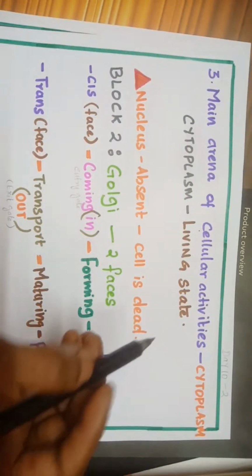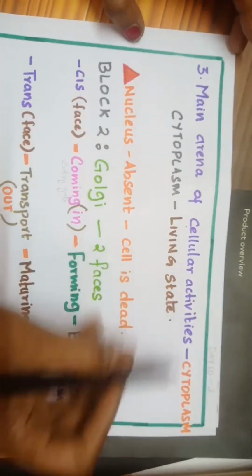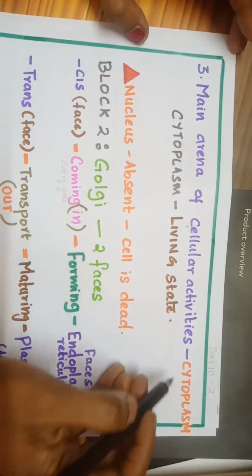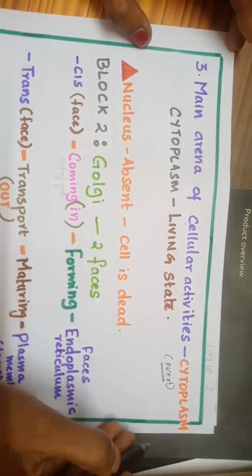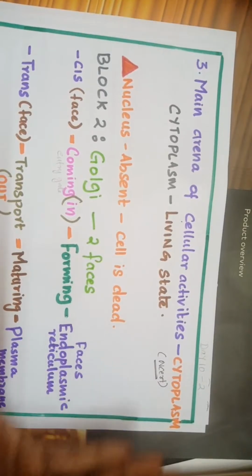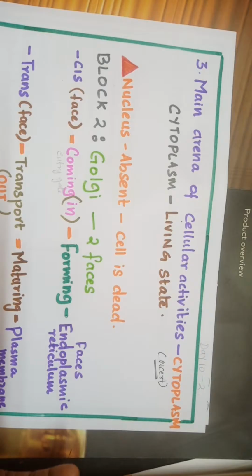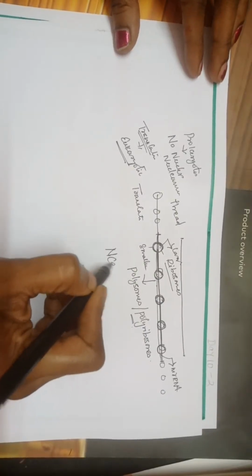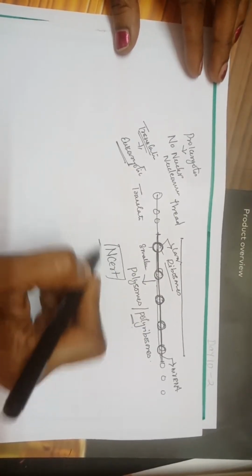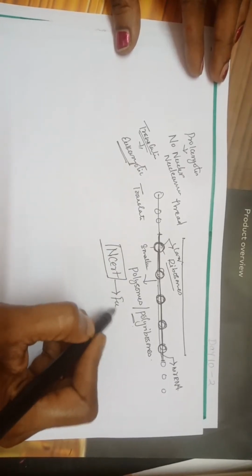Now, the third one: the main arena of cellular activity is the cytoplasm. It is mentioned in NCERT. I strictly focus on NCERT. For the explanations alone, I'll go around and come back, because NCERT is full of facts. Today I'll share the hack with you right now, because it's popping up in my mind. NCERT, okay, this is how to study.